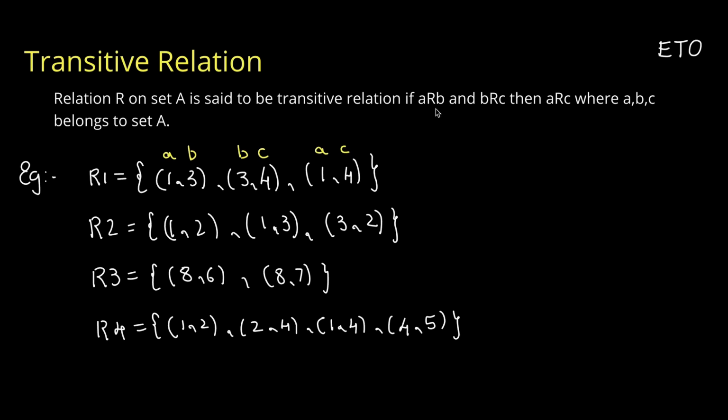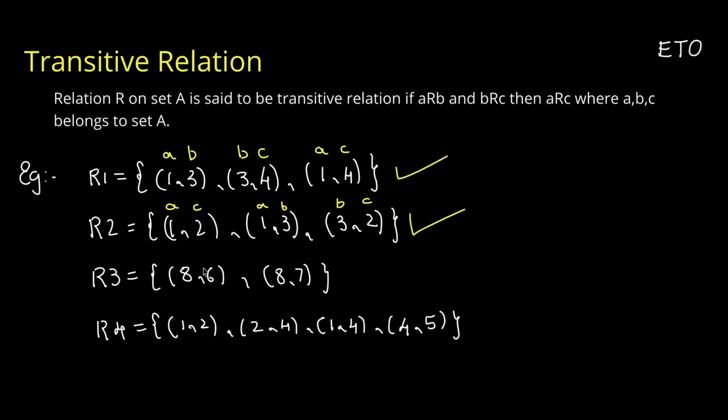As per the definition, A is related to B, B is related to C, and A is related to C. So this relation is transitive relation. Similarly, for relation R2, we have (1,3) and (3,2). 3 represents small b and 2 represents small c. It contains ordered pair (1,2), where 1 represents small a, 2 represents small c. This relation also contains ordered pairs AB, BC and AC. So R2 is transitive relation.